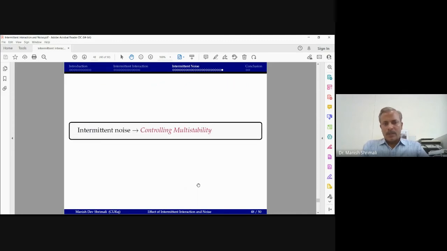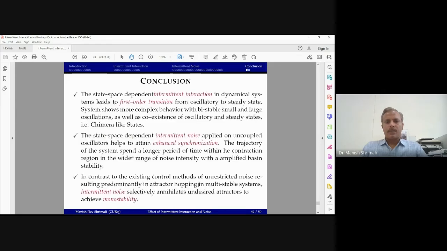So the final conclusion is that intermittent noise can also be used to control multi-stability in the system, as compared to unrestricted noise, where there is continuous attractor hopping. Here we are able to stabilize the system to one of the target states. So with this, I would like to conclude this talk.